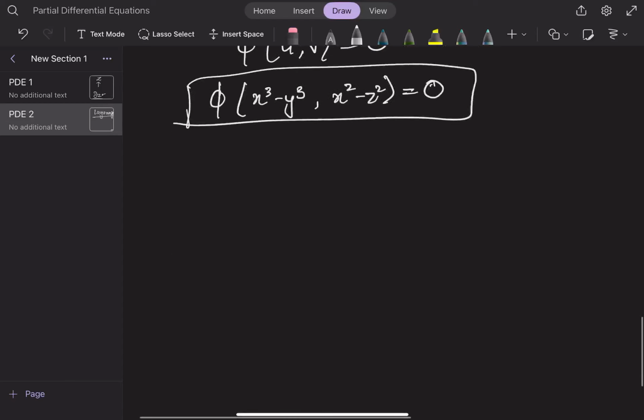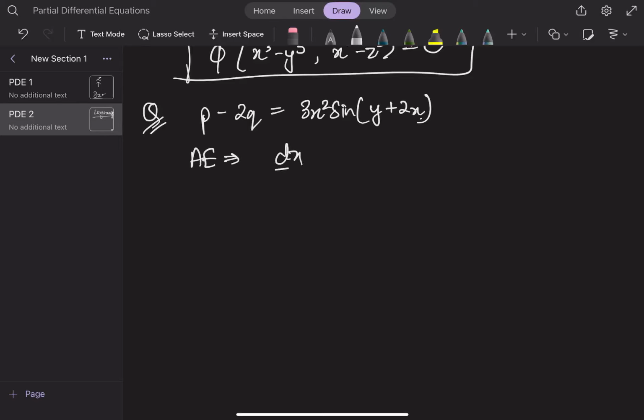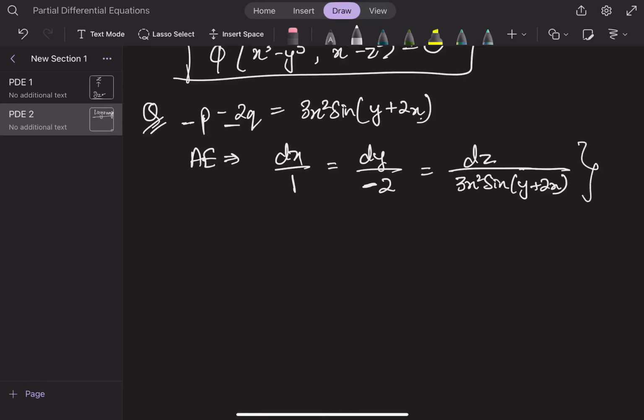Now let's try a slightly different question. p minus 2q is equal to 3x square sine y plus 2x. So your auxiliary equation becomes dx by 1 is equal to dy by minus 2 is equal to dz by 3x square sine of y plus 2x. Don't forget this minus sign, guys. So capital P is 1, capital Q is minus 2. So this is your auxiliary equation.